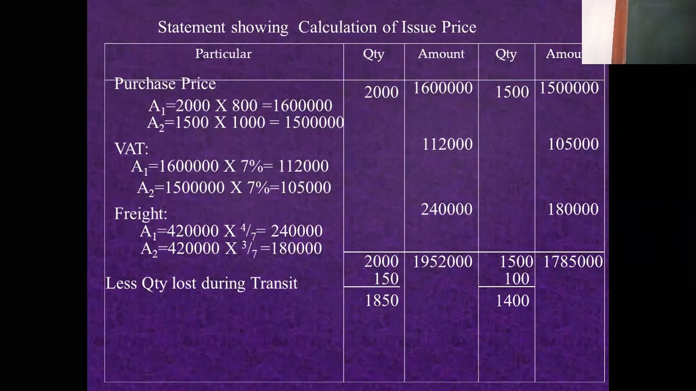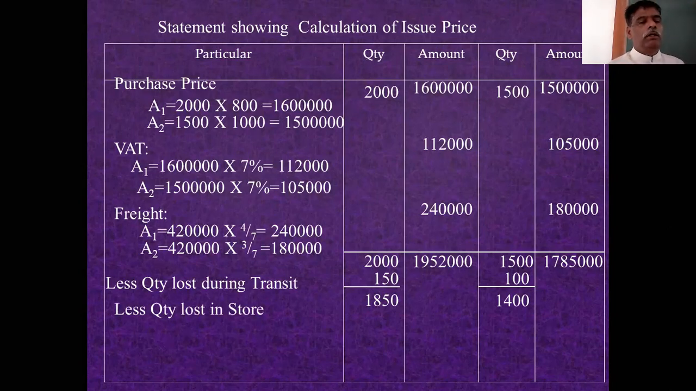Okay. This is the quantity purchased, 2000 and 1500. Out of this, loss is 150 and 100 in the transit. So balance of quantity 1850 for the first one, and second is 1400, which is in the godown. Okay, which is the store. And in this store there is a 5% loss.